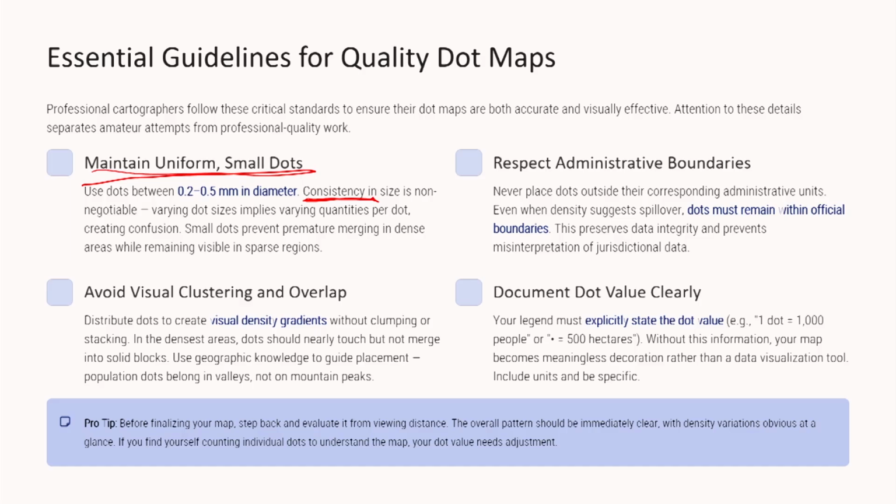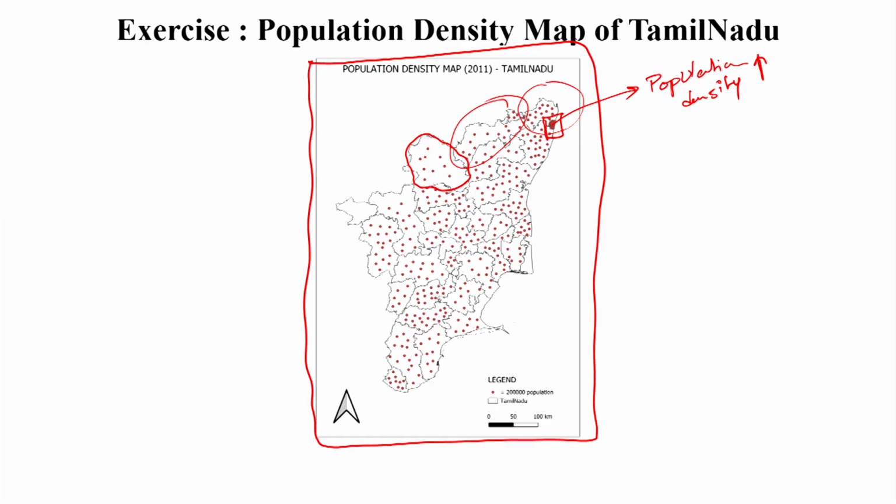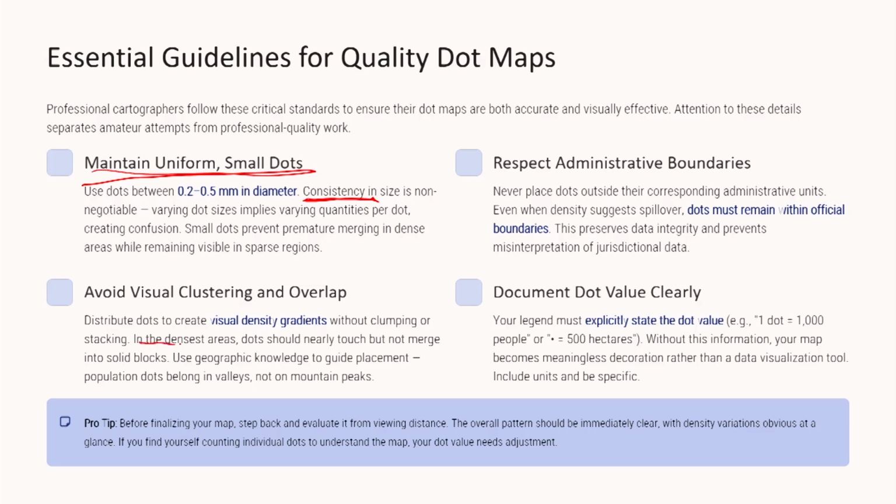Then we will avoid visual clustering or overlap. In the previous map we have seen that no points are overlapping. Each point is an individual point, so we won't be overlapping any point. If one point touches another point, that is fine if there is low space, but it shouldn't completely overlap like this. This looks like one single value, and does not look like two points. So, if it touches a little bit, that is fine, but it shouldn't completely overlap. In dense areas, dots should nearly touch but not merge into solid blocks. Use geographic knowledge to guide placement. Population dots belong in valleys, not on mountain peaks.